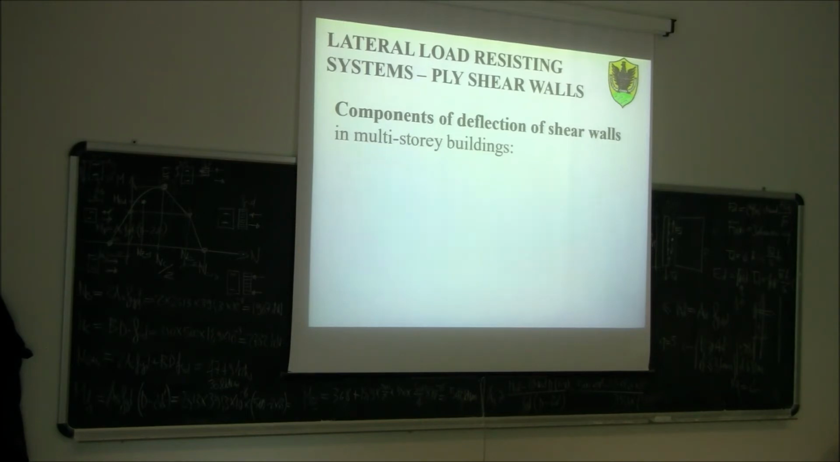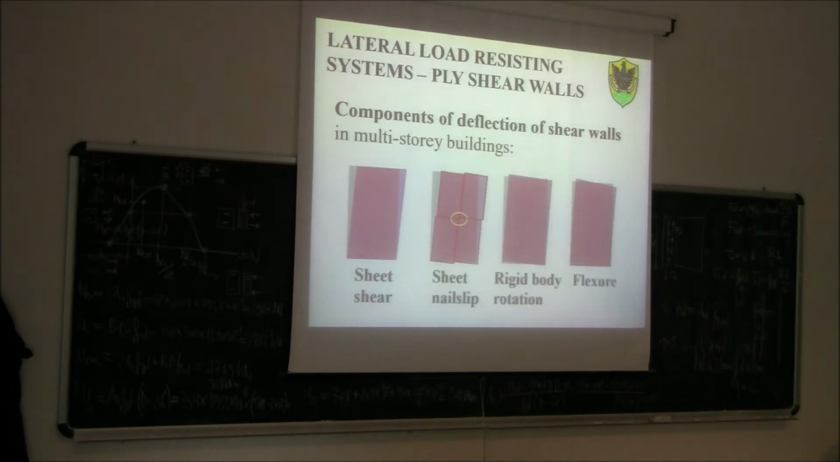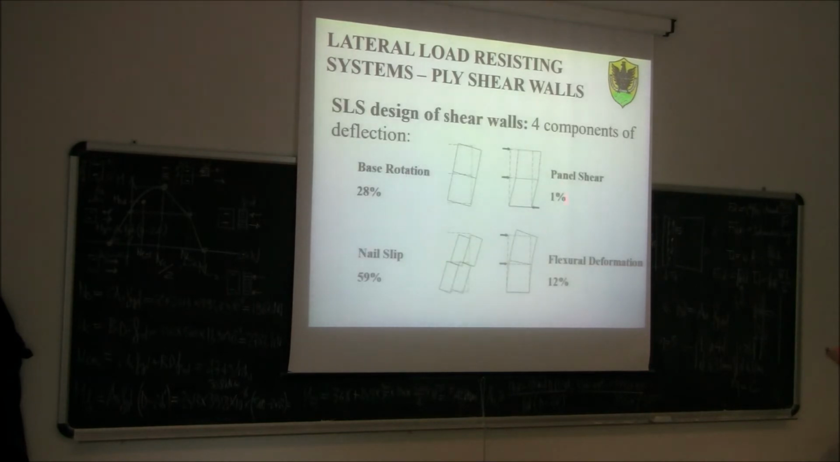So basically, that gives the stiffness of the spring that we should then use to calculate, in this model, the distribution of the seismic force into the different walls. If we do some analysis, you will find that there are different percentages between these components, but as you can see here, the nail slip is usually very important. Nail slip accounts for 59–60%, panel shear only 1%, base rotation 28%, flexural deformation 12%.